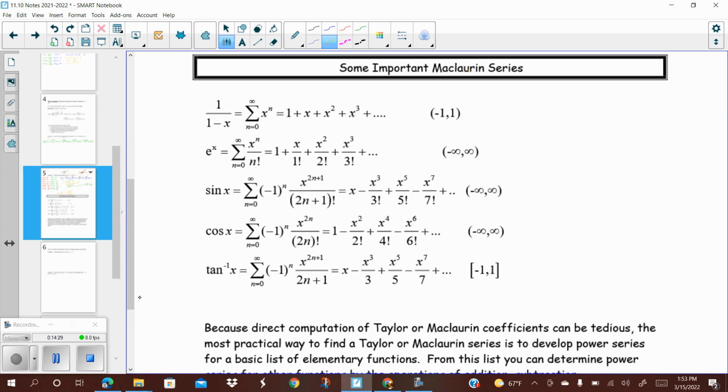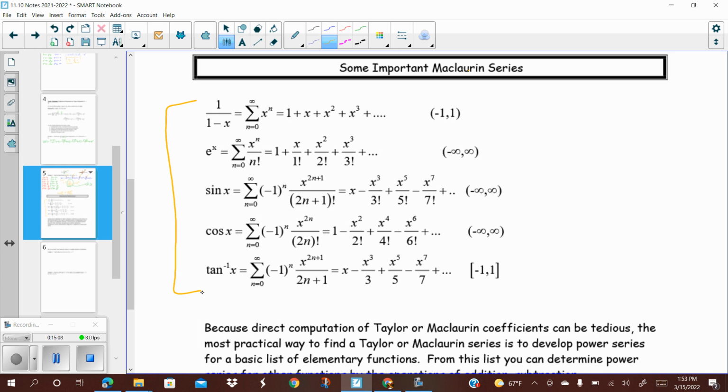E to the x, not terribly hard to develop if you have to, because the derivatives are all e to the x. Probably still best just to memorize. It's x to the n over n factorial. Sine of x and inverse tangent of x, almost identical, except that the sine of x has the factorial and the inverse tangent does not. And then the cosine of x, if you already know the sine of x, you probably don't need to memorize, because it's just the derivative of sine of x. And you can probably do that pretty quickly and simplify it. One way or the other, you need to know all 5 of those pretty quickly and pretty easily.